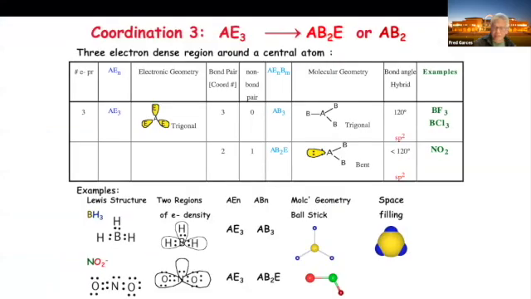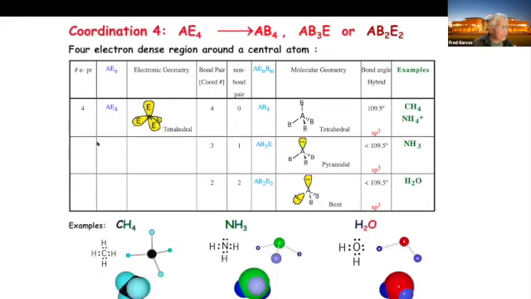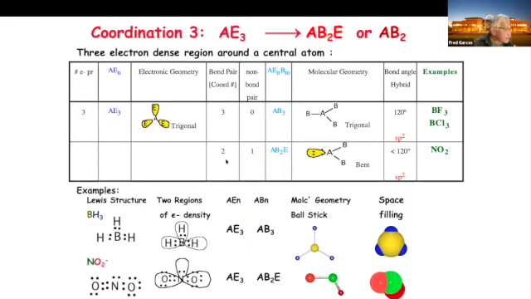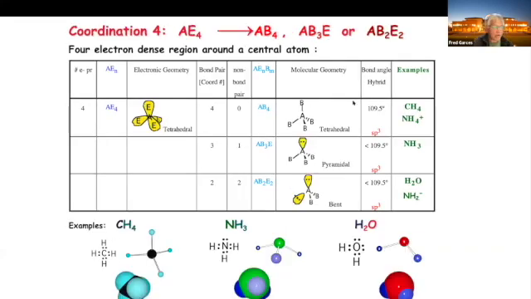Now, these are just examples. Again, here, BH3, 3 domains. It's going to be right here. Trigonal. NO2 minus. That's 3 domains, 1, 2, 3. Here's how I show you that, the 3 domains. So again, 3 domains, but 2 of them are bonded atoms, 1 of them is a lone pair. That's a bent trigonal.